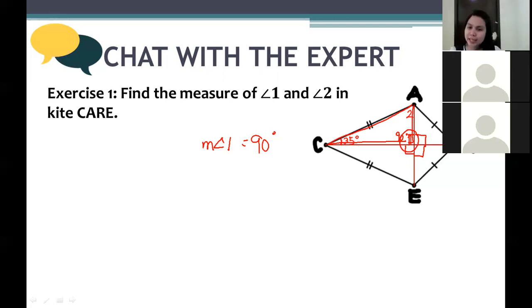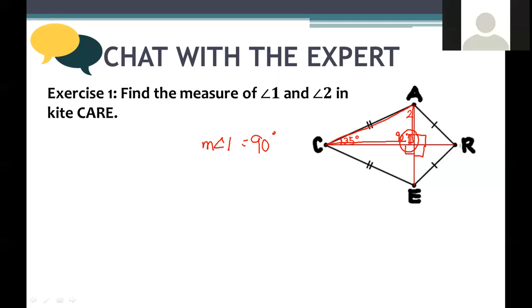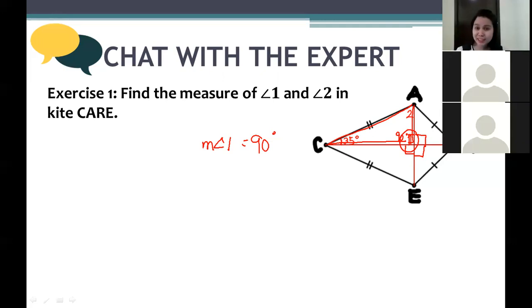Can I call in Ali? Ali, do you know what's the sum of all the angles in a triangle? Oh, very good, Ali. That's 180 degrees. So we now have, if you see, 35 degrees, this is 90 degrees, and this is angle 2. So let's solve for the measure of angle 2. So we now have 35 degrees plus 90 degrees plus the measure of angle 2 equals 180 degrees.